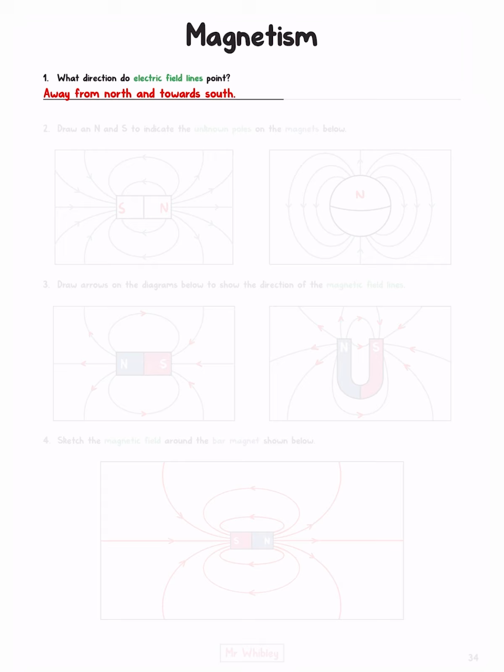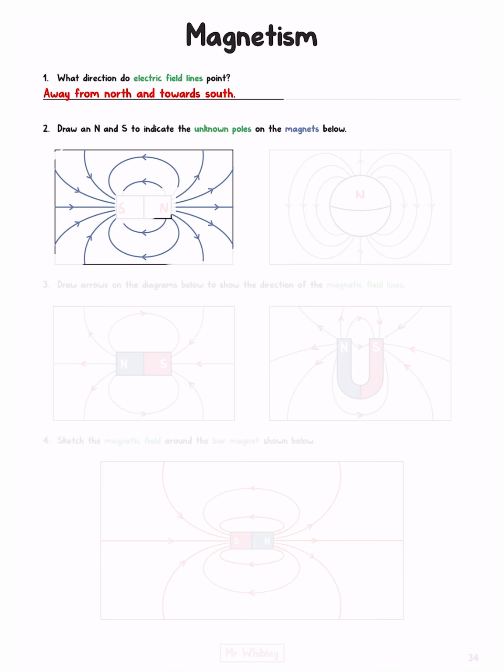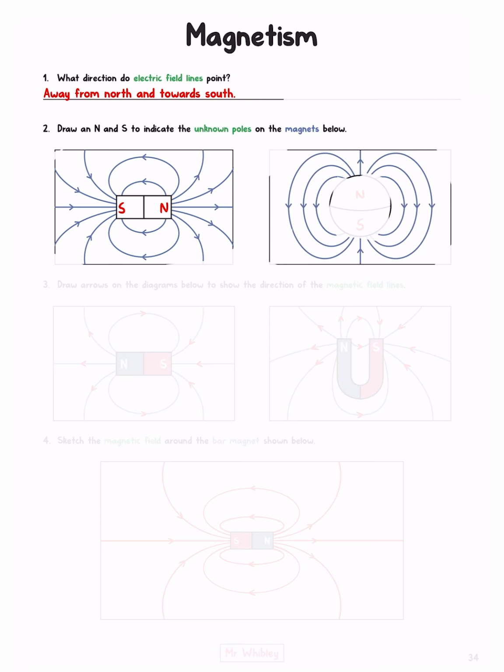Question 2. Draw an N and S to indicate the unknown poles on the magnets below. Looking at our first example, we know that the field lines point away from north, and so this must be our north, and we know they point towards south, which means that this pole must be south. For our second example, knowing that our field lines point away from north means that this must be our north, and knowing they point towards south means that this must be our south.